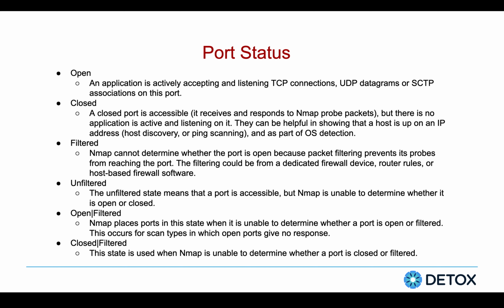Unfiltered is the next status, which means the port is accessible but Nmap is unable to determine whether it is open or closed. Then we have open|filtered and closed|filtered. Open|filtered in short means Nmap cannot determine whether the port is open because it is protected by a firewall. And closed|filtered means the port is in a closed state and is still protected by a firewall or even an IPS or IDS running inside the network itself.